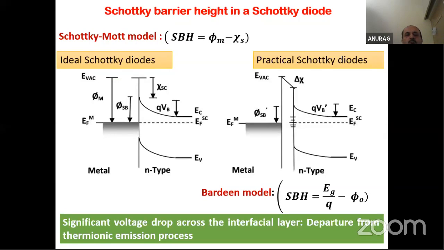So these are actually the models for theoretically explaining the barrier height in a Schottky barrier diode. The Schottky-Mott model, phi m minus chi s. Phi m is the metal work function. Chi s is the electron affinity of the semiconductor. And then the Bardeen model, two extreme models actually.